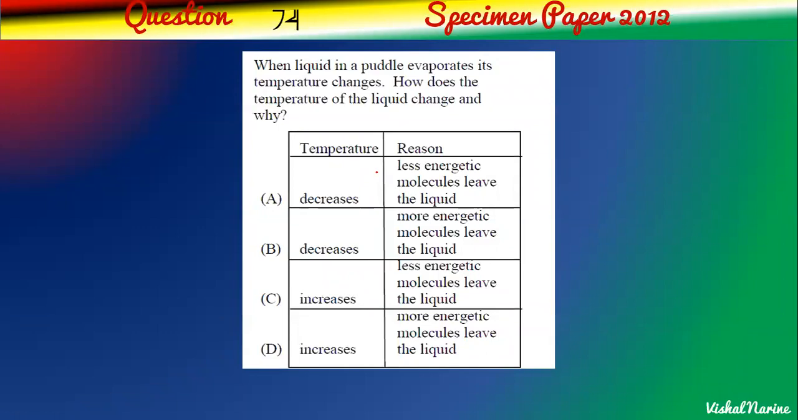Okay, so the question is asking you that during evaporation, what happens? We expect that the temperature is going to decrease, so we can strike out these two answers here. And why is it that the temperature decreases? It is because the more energetic molecules will leave the liquid. All right, so that means the ones with the higher temperature. So after that, cooling is going to occur. So that answer there is B.